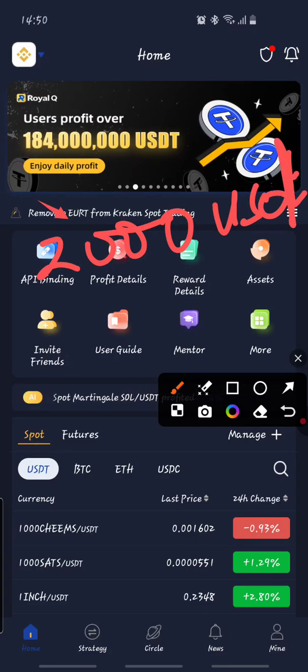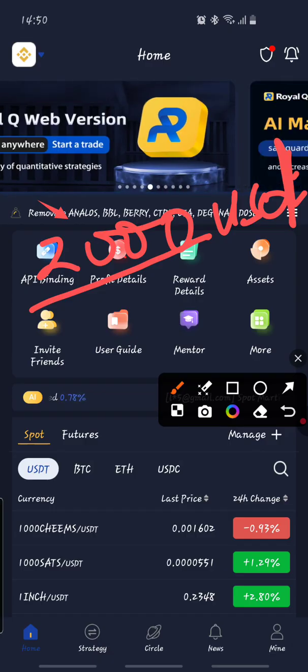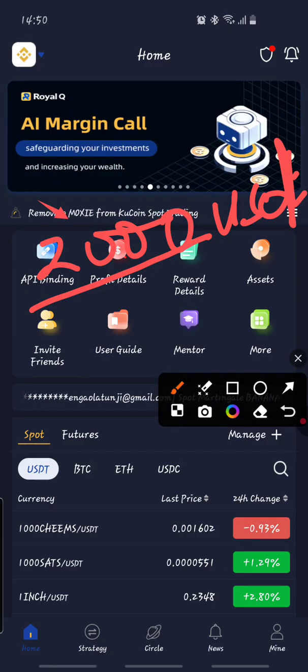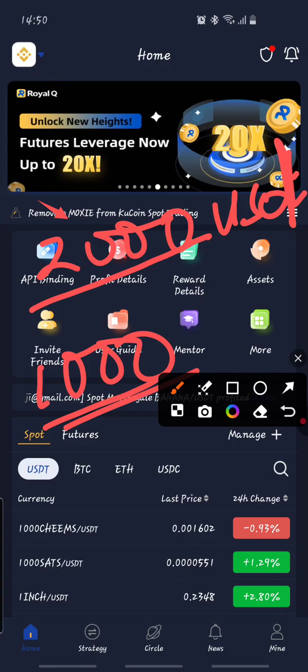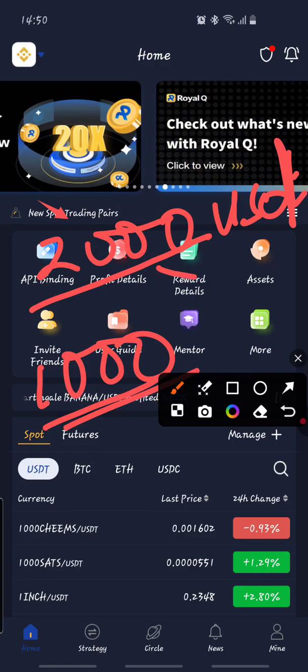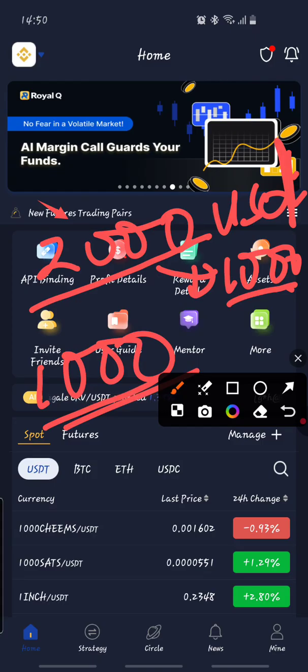number one advice is to ensure that you don't trade many coins. Out of the $2,000 you can be using $1,000 in the market and leave the remaining 1,000 as a backup, just in case the market goes against you.